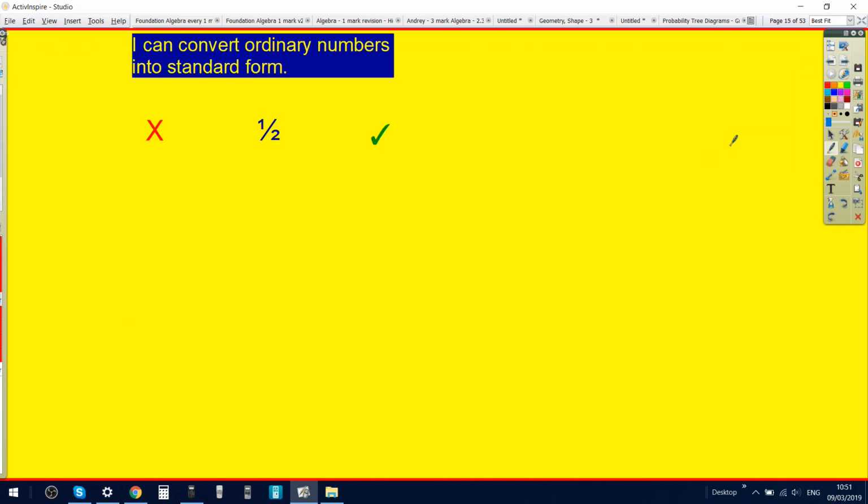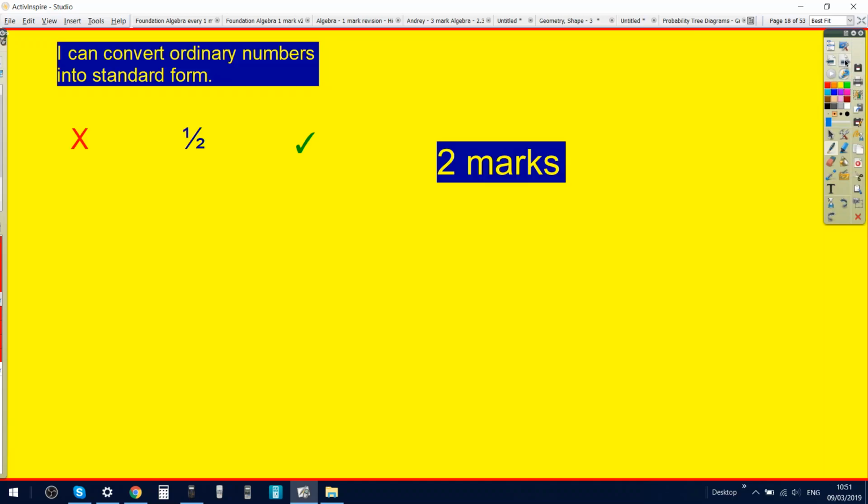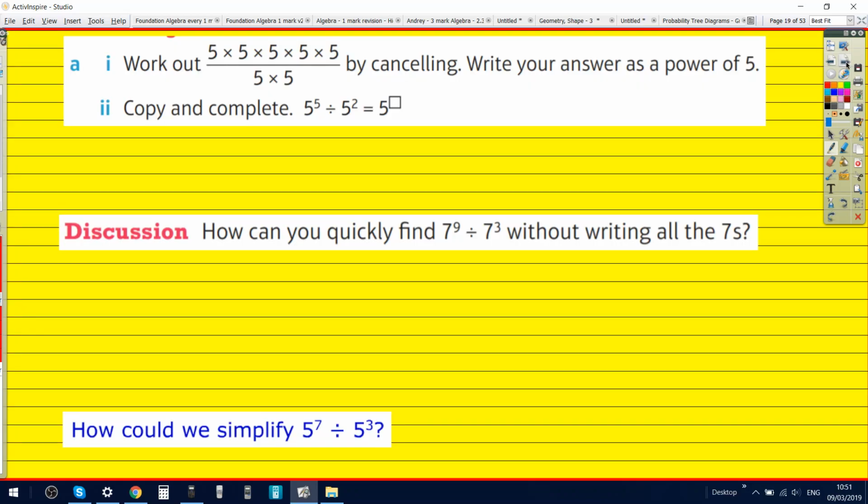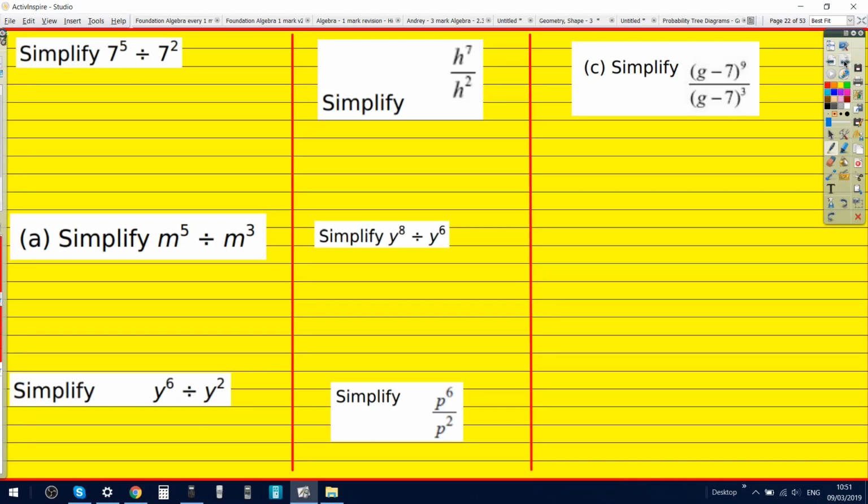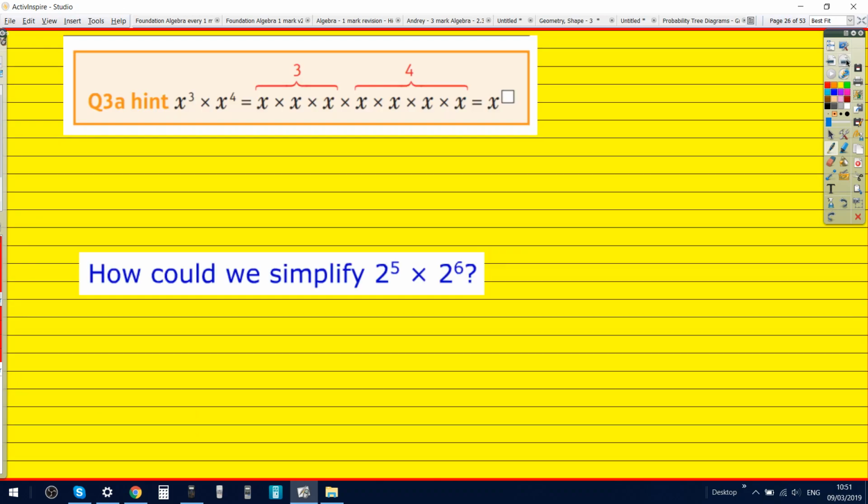Ordinary numbers back into standard form. Tick. Leave that. Skipping all this.